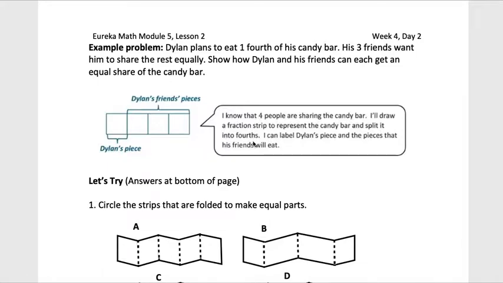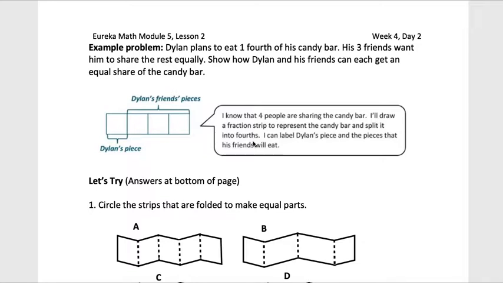So as we go through our problems, you are going to be able to apply this knowledge on your own. The example problem says that Dylan plans to eat 1/4 of his candy bar, and we love candy bar examples. His 3 friends want him to share the rest equally. Show how Dylan and his friends can each get an equal share of the candy bar.